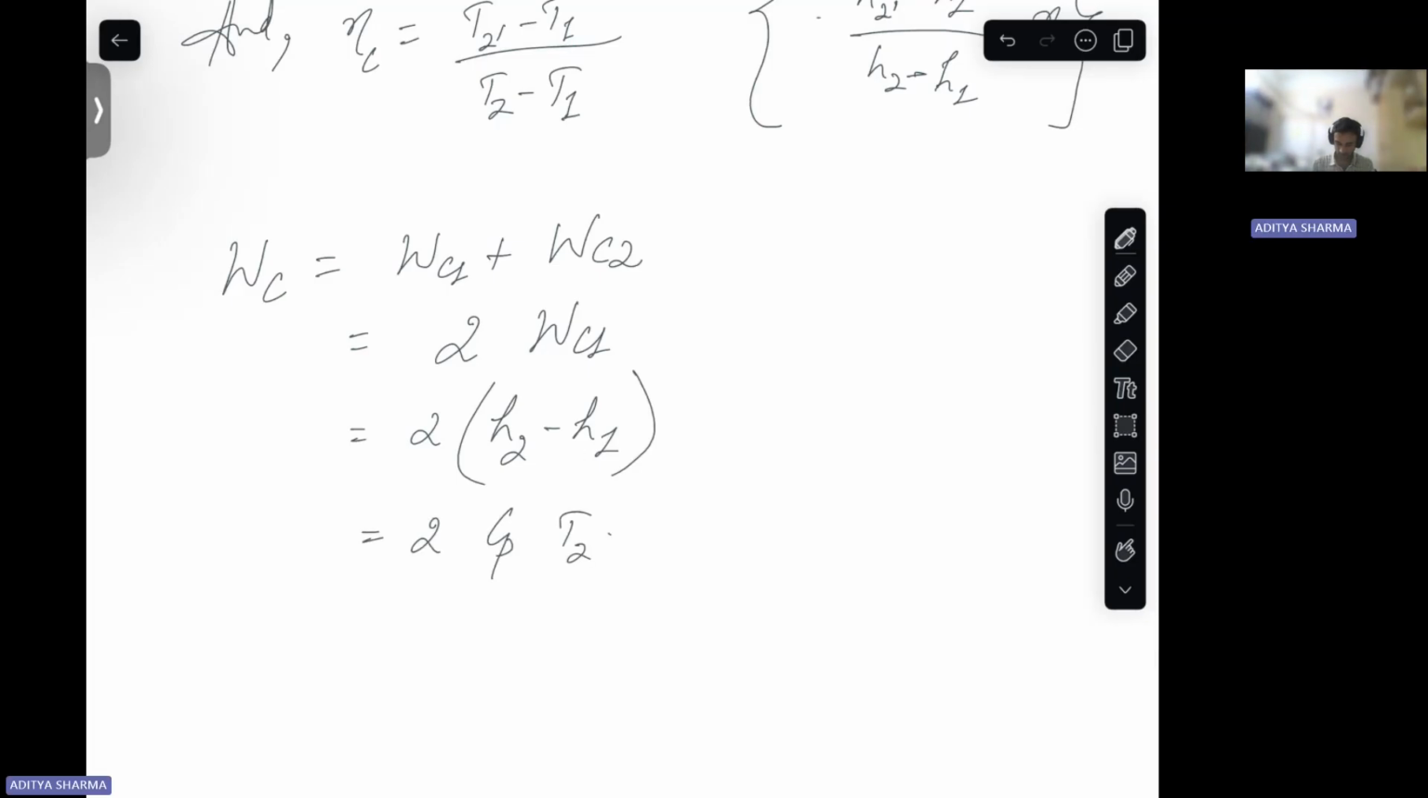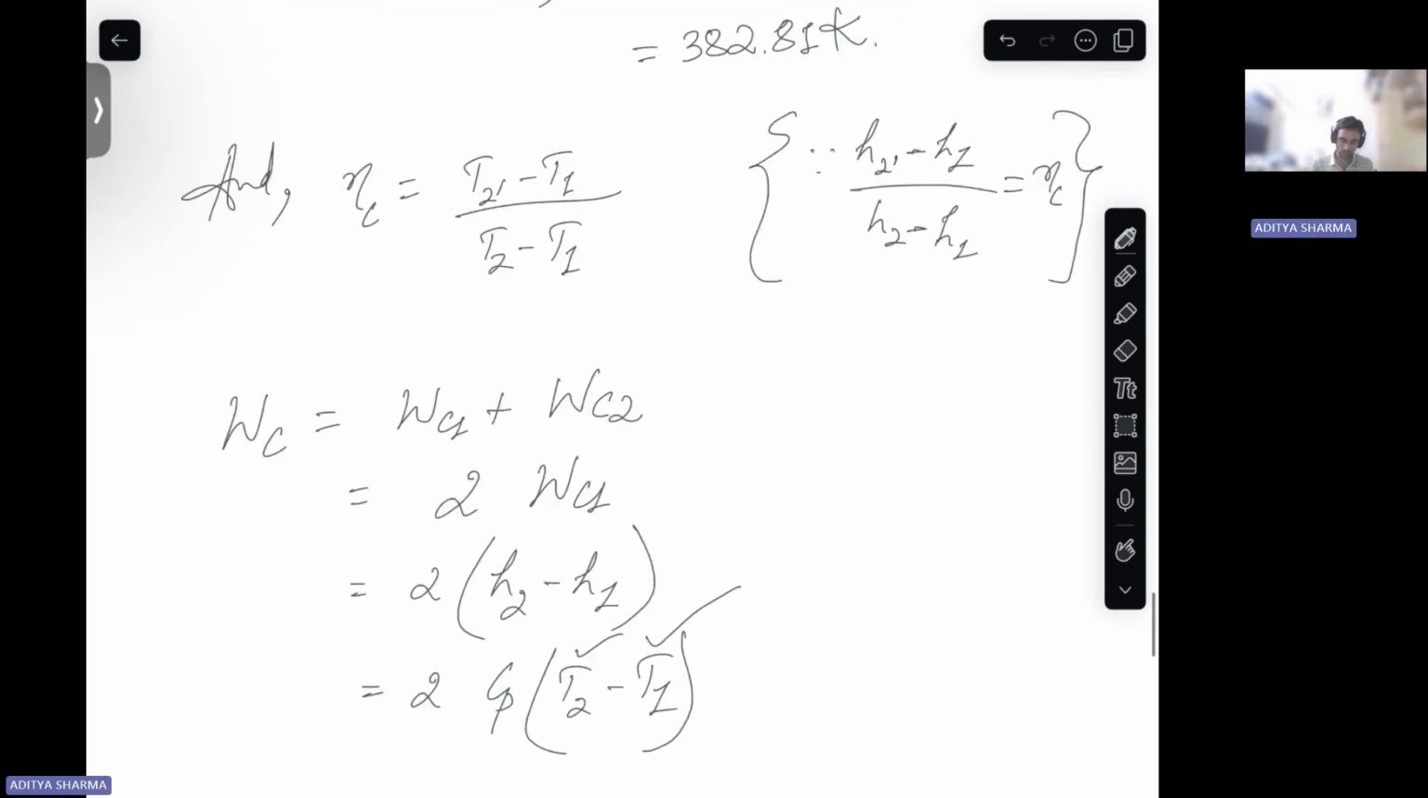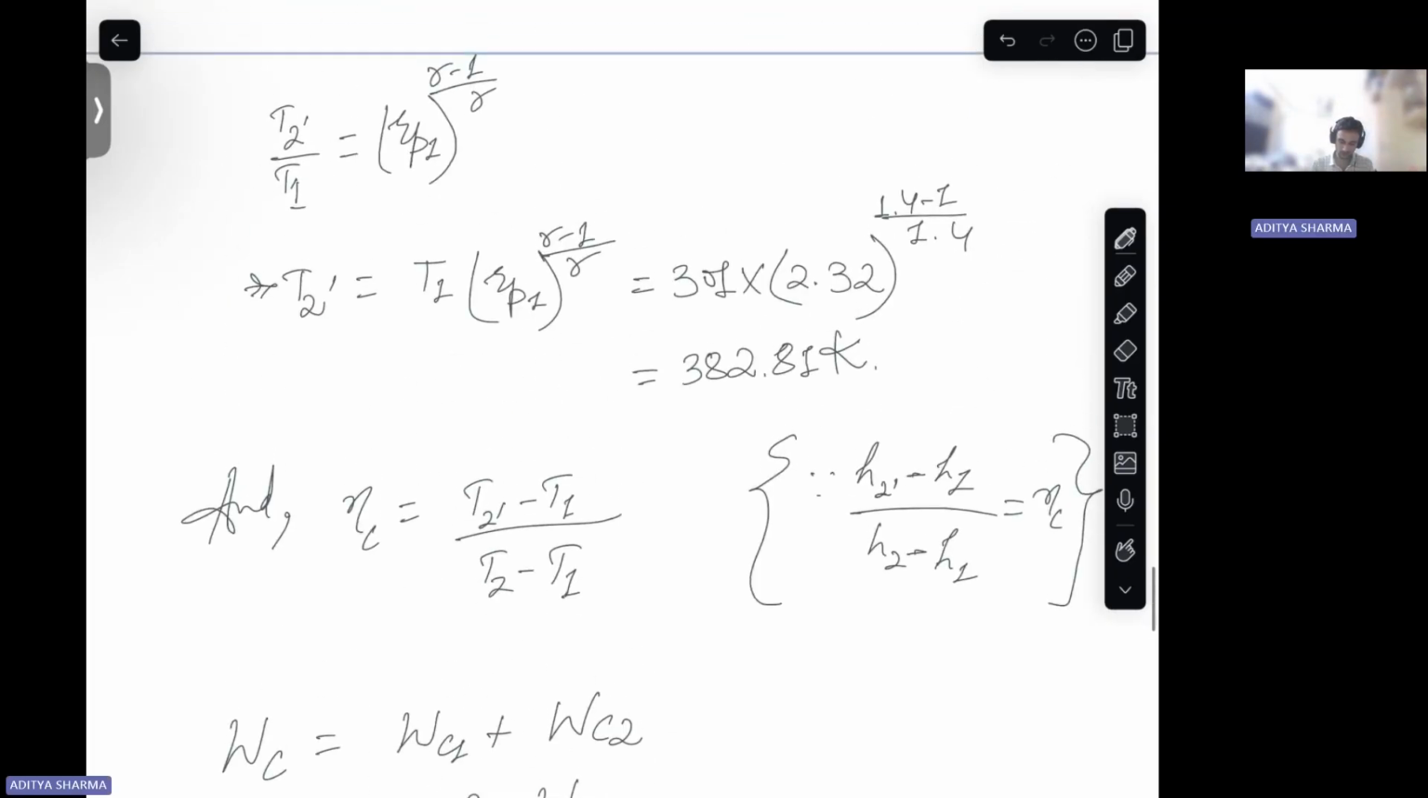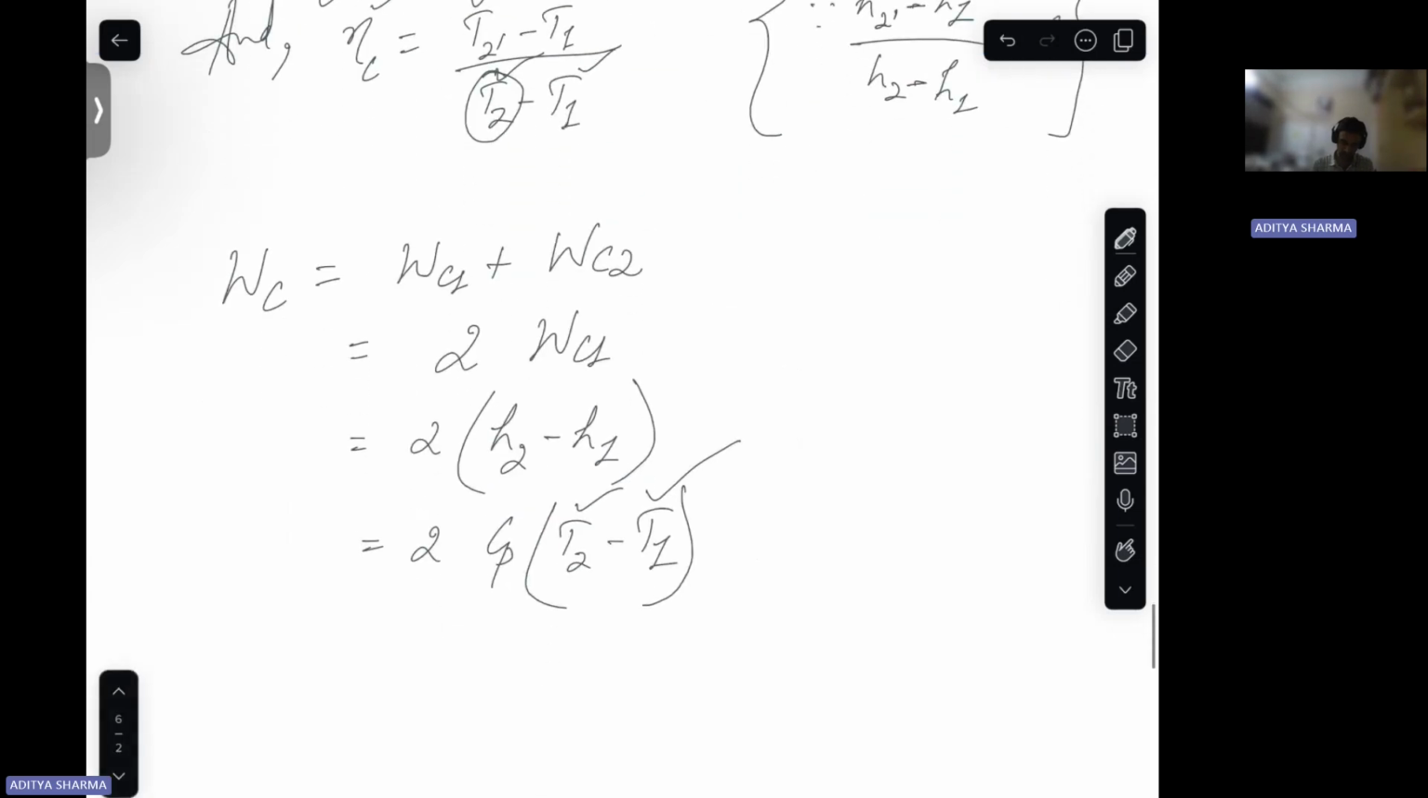2 Cp (T2 minus T1). T1 we have, T2 we need to find out. So all this we are doing just to find out T2. Okay. So from this expression, T2 can be found out because NC we have, T2 dash we just found out, T1 we have, T1 we have, T2 we can find out. So let's see this.